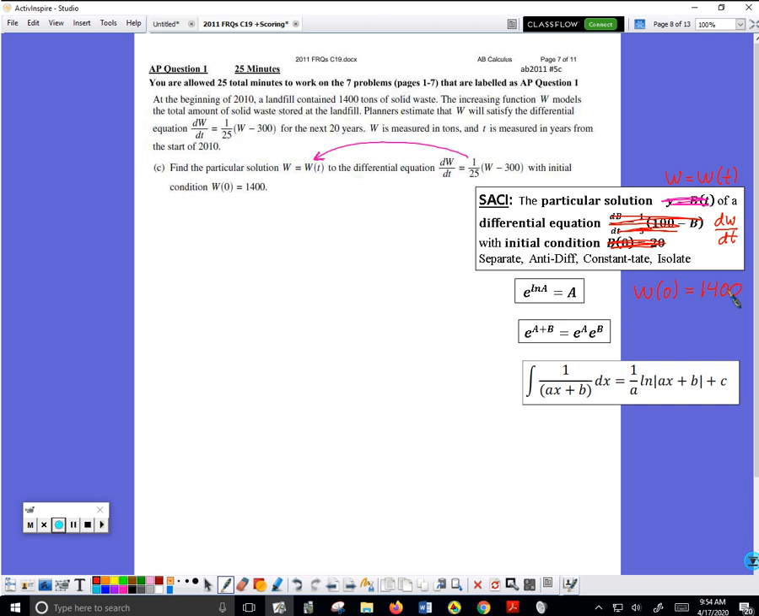Okay, so we start working. So I have dW over dt equals 1 over 25 times W minus 300. First step is to separate. It means I need the W on this side. Doesn't matter where the constants go. So I'm going to move this whole thing all at once. I'll multiply both sides by dt. So then I'll get this.